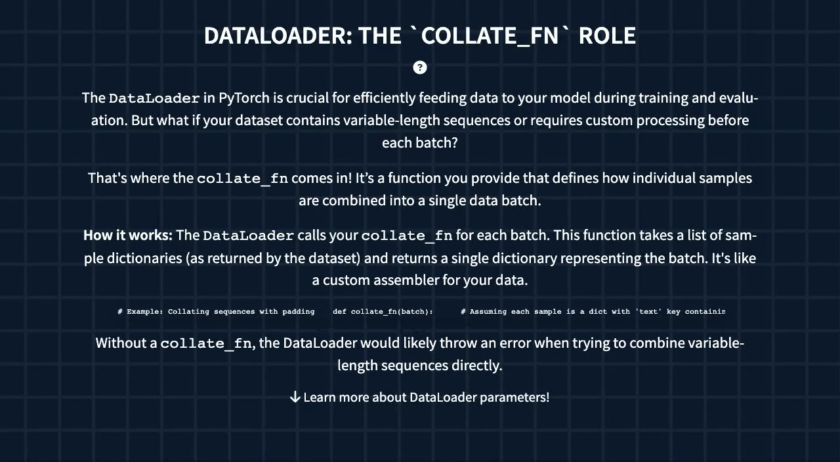Okay, let's talk about the collate_fn in PyTorch's DataLoader. Think of it as a custom assembler for your data batches. If you have sequences that aren't all the same length, like sentences in text data, or if you need to do some specific preprocessing before each batch, then this is where you come in. The collate_fn takes a list of sample dictionaries and returns a single dictionary representing your batch. It's super useful for handling variable length sequences gracefully.